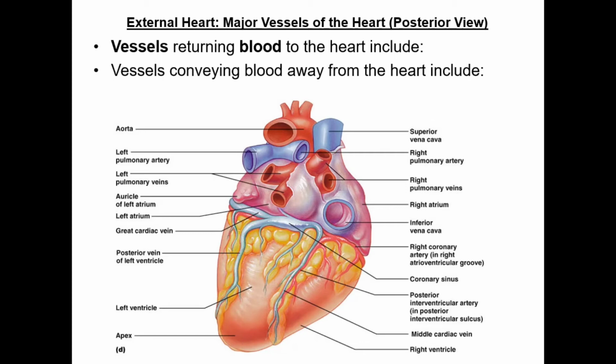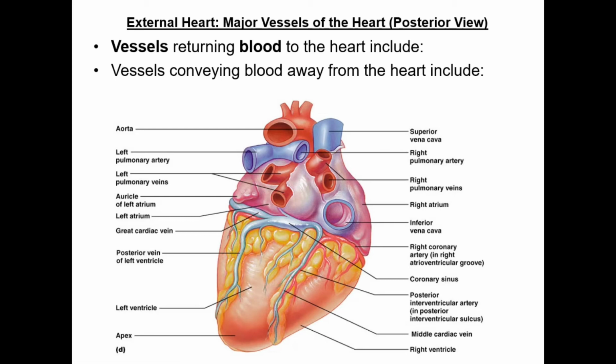The major vessels of the heart on the posterior aspect, or the posterior view. The vessels returning blood to the heart include the right and left pulmonary veins. These are the right pulmonary veins. These are the left pulmonary veins. Superior and inferior vena cava. You can see this is the superior vena cava. This is the inferior vena cava.